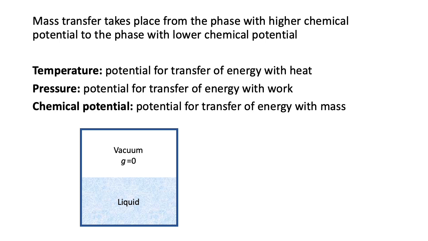Suppose we have a system like this, which is partially filled with liquid, but has a vacuum above it. If there's a vacuum, the chemical potential there is equal to 0. So the liquid, which has a higher chemical potential, will begin to evaporate. As it fills up the vacuum, the chemical potential of that will start to increase. And this will continue until Gg is equal to Gf, and we have a state of equilibrium.